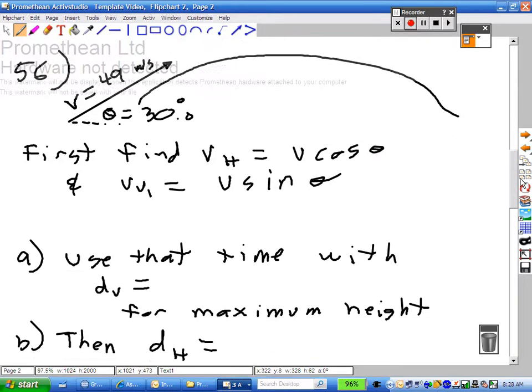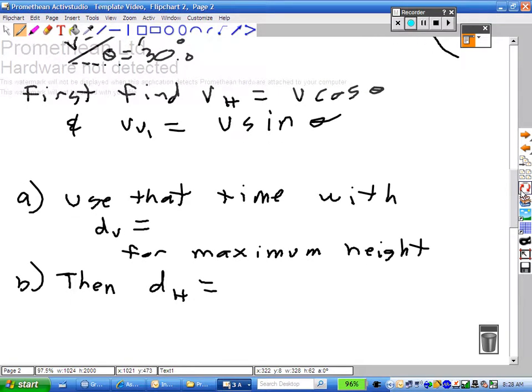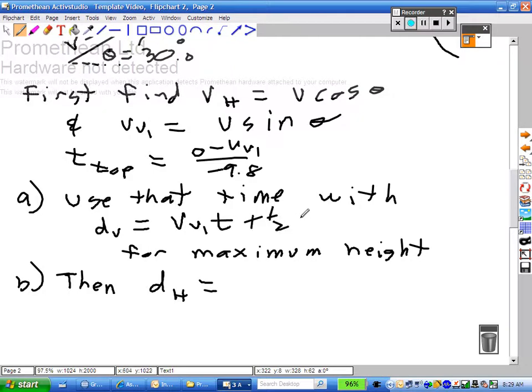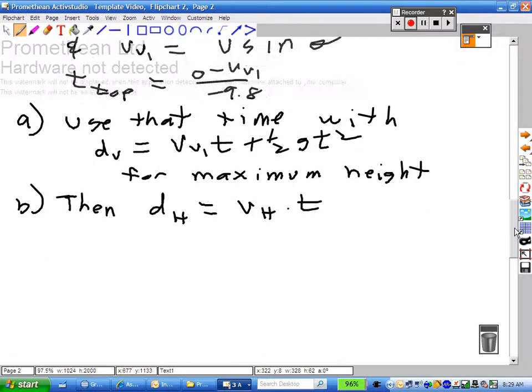So once you find those, there is an important formula from the notes, and this is one of the most important ones for the up and down, and that is time to the top. Now the time to the top is 0 minus V_V1 over negative 9.8. And you could find that time and then use it with the d sub v equals, same formula we're getting used to, V_V1 t plus 1/2 g t squared. And that would allow you to find the maximum height. Well, if you want to find the range, which they ask in part B, then you could certainly use d_H equals V_H times t, and that gives the range downfield.